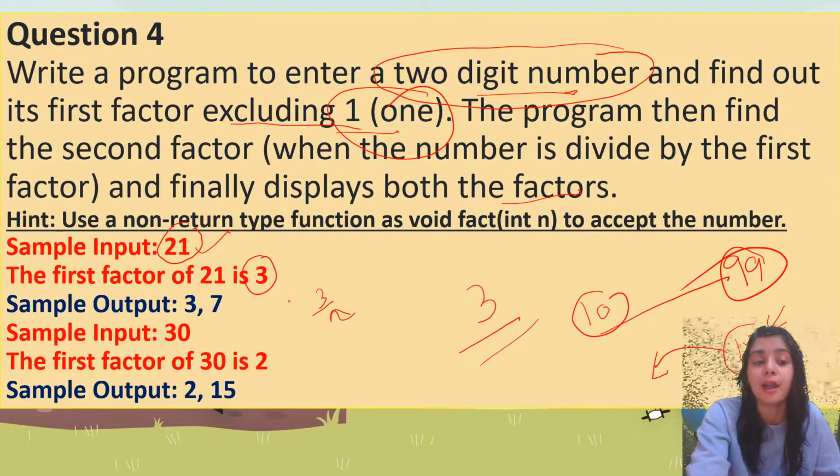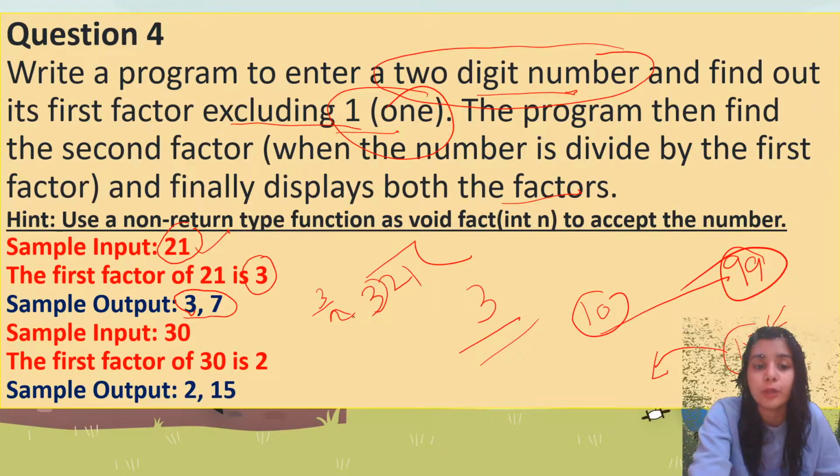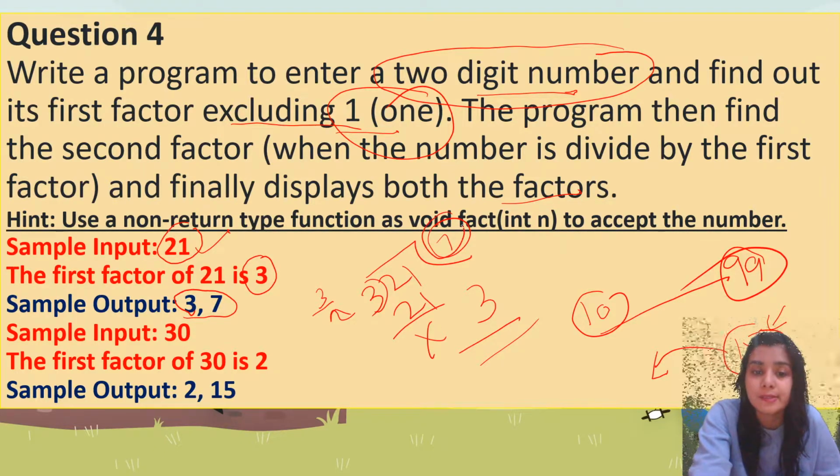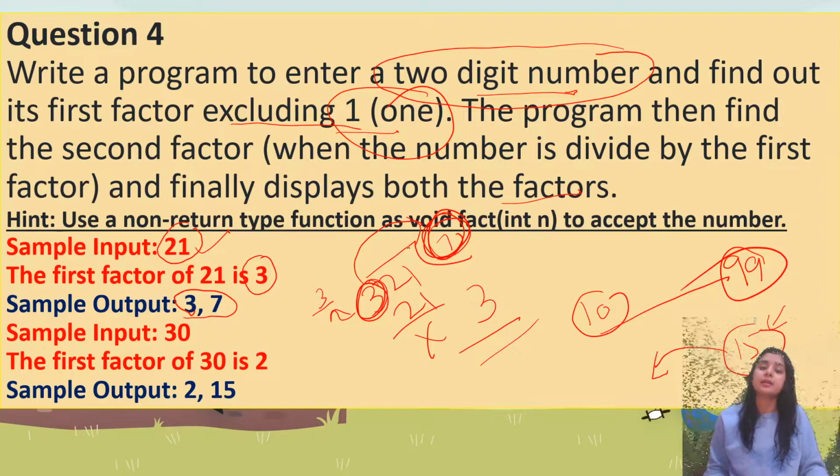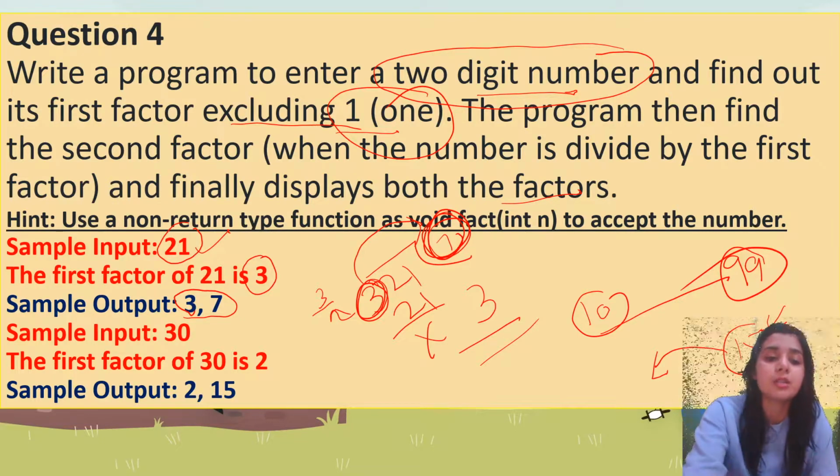How are we finding it here? This means that 3, the first factor, completely divides 21. If I divide 21 by 3, what we get as a quotient, this is the second factor here. Through factor 1, we have found the second factor. So this is how we have to do it.